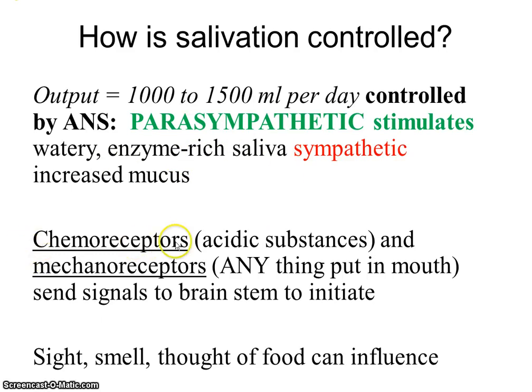All right. Chemoreceptors and mechanoreceptors are the sensors here. So anything that's of acidic nature, low pH, would cause salivation. And anything at all put in the mouth, any touch, stretch, you name it, sends signals to the brainstem, right, where we have the salivary center, to begin the production that then sends back and tells the salivary glands to start making saliva. And I mentioned, sight, smell, thought of food can all influence this. We're all Pavlovian in nature, right?